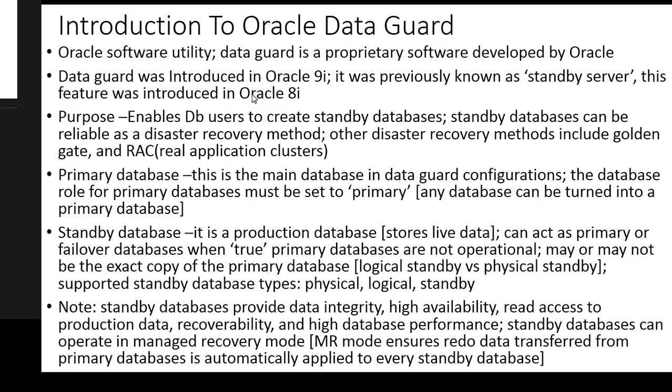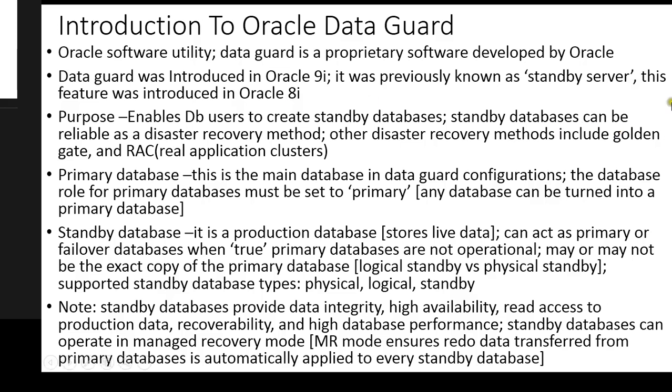So it's all about configuring that secondary database and making sure that the data contained in it is consistent with the data that was in the primary database. This is a reliable method for setting up your disaster recovery. You also have other options: you have Golden Gate, and you also have RAC, which is Real Application Clusters.